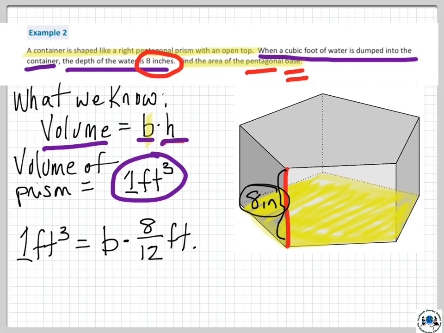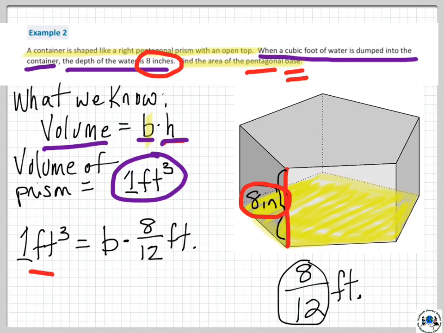Now, the reason I did that is that we have been given the height in inches, and we have been given the volume in cubic feet. To keep this reasonable and do as little converting as possible, we can start right away with our conversion. So 8 inches is the same as 8 out of 12, so 8/12ths of a foot. That makes sense, because 8/12ths of a foot is less than 1 foot, and 8 inches, of course, is less than 1 foot as well.